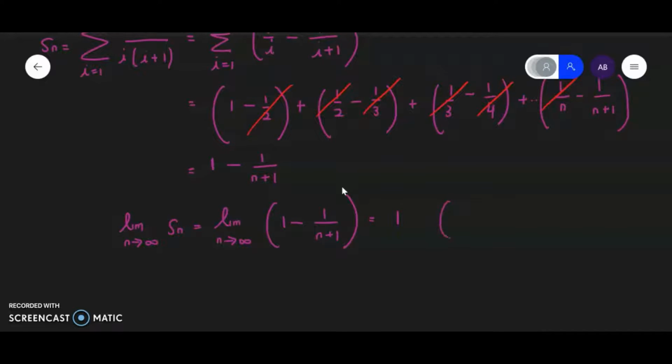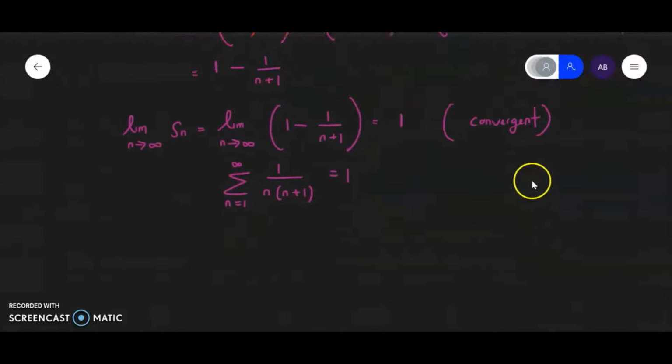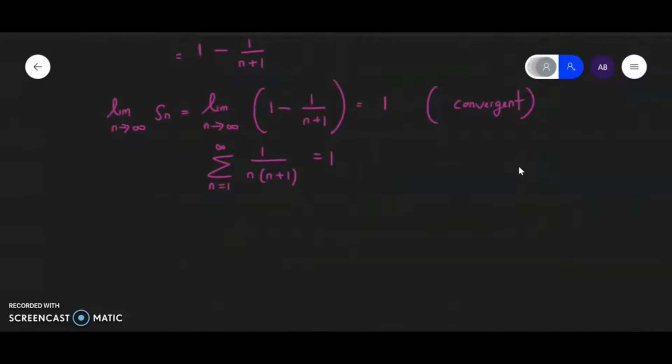Therefore we can say the series is convergent because there's a value here, and the given series, 1 over n plus 1, is equal to 1. There is also a test for whether a series converges or diverges. We call it the divergent test. Let me write it down.